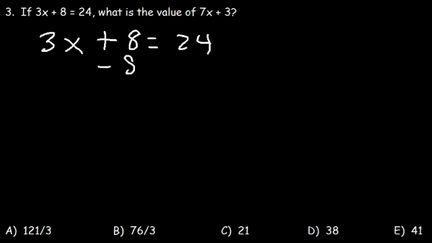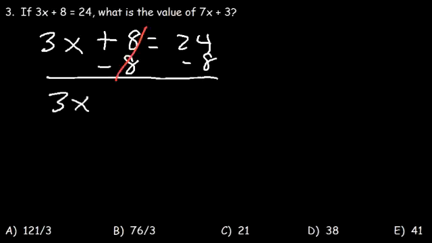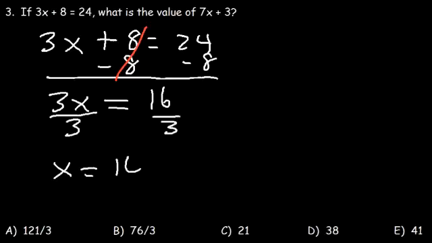So let's start with the first equation. 3x plus 8 is equal to 24. Let's subtract 8 from both sides. So therefore, 3x is now equal to 24 minus 8, which is 16. To solve for x, we need to divide both sides by 3. Therefore, x is equal to 16 over 3. Now we want to find the value of the expression 7x plus 3.